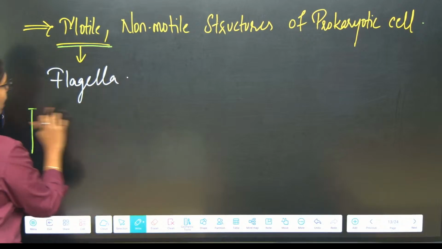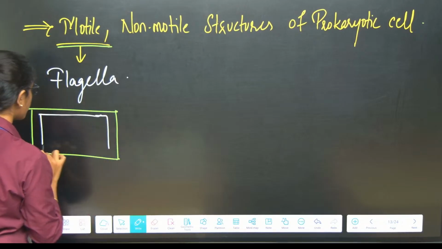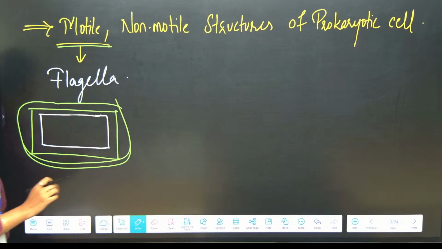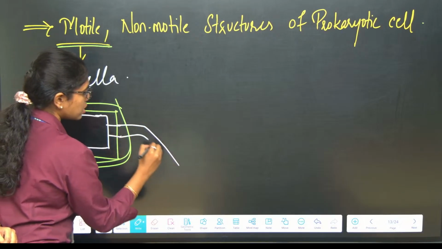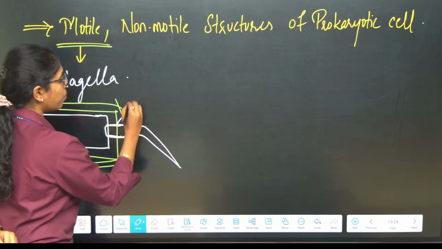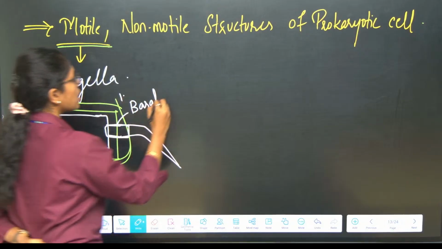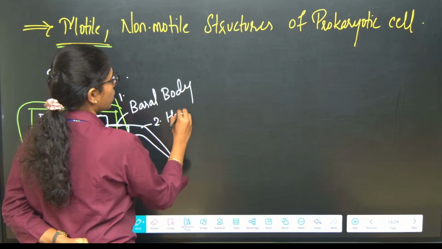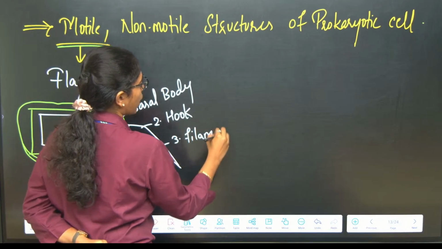Flagella originate from the cell membrane and are extensions of the cell wall, and this will be your cell envelope. What is adjoined over here? Basal body. Flagella has three components. First is basal body, second is hook, and then the filament. Basal body, hook and filament.